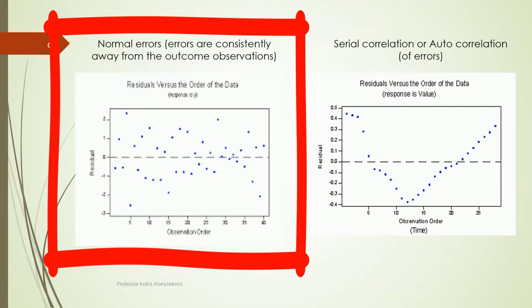They are consistently away from the outcome observation for each outcome position. These errors are normally distributed across the best fit line. But we can have a situation which is shown in the right side of the chart.